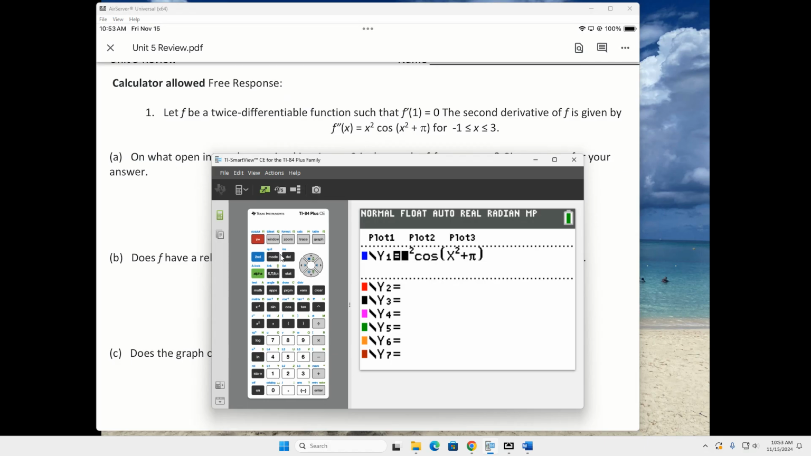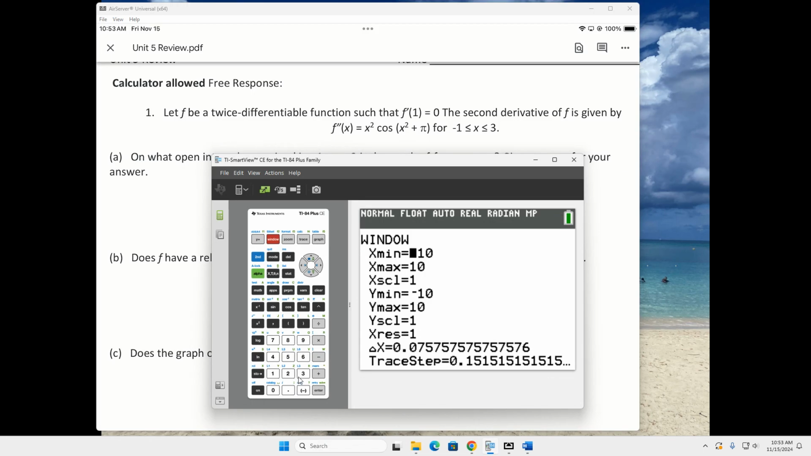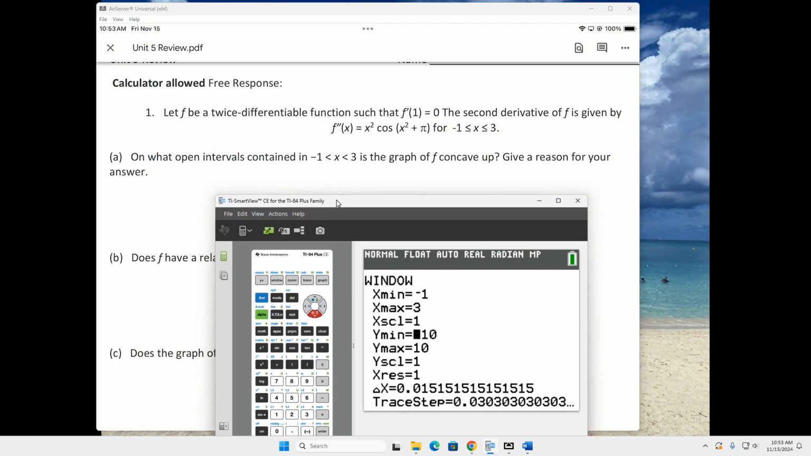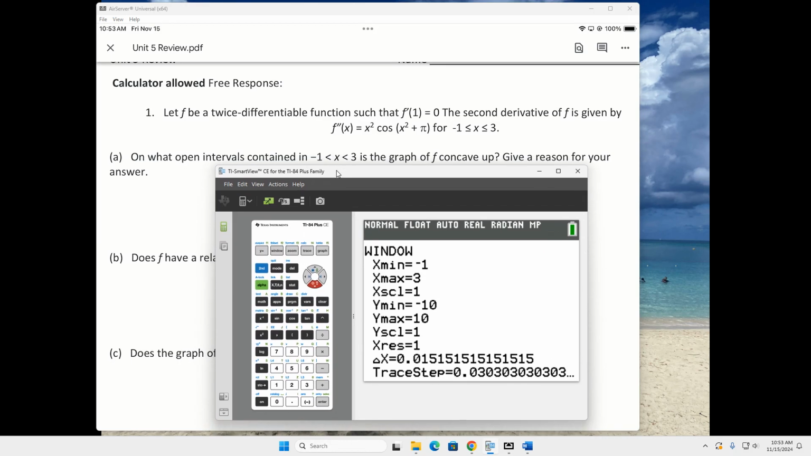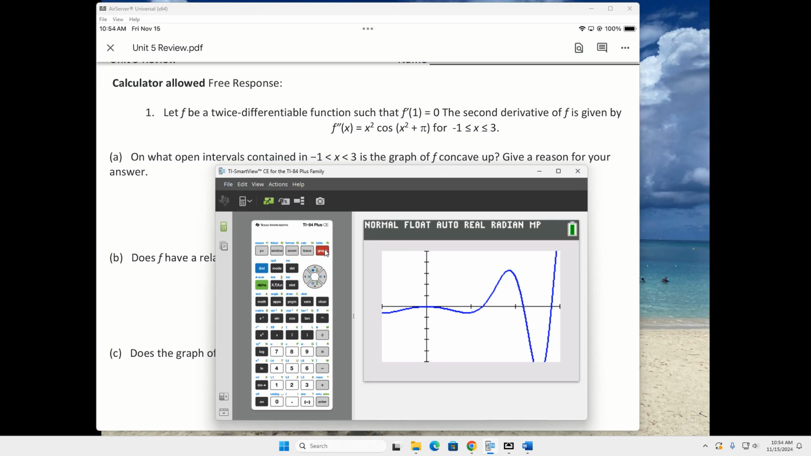All right, and then we're only looking at this graph whenever x is between -1 and 3. So I would recommend that you go to your window and change your x min to -1 and your x max to 3. Trig graphs don't typically get super tall, so I'm just going to go -5 to 5 on my y. We may need to change that. I think it's going to be okay. Let's see. Yeah, that's fine.